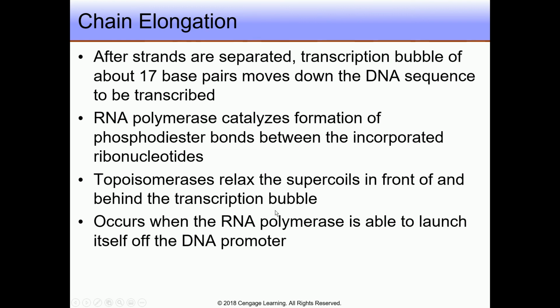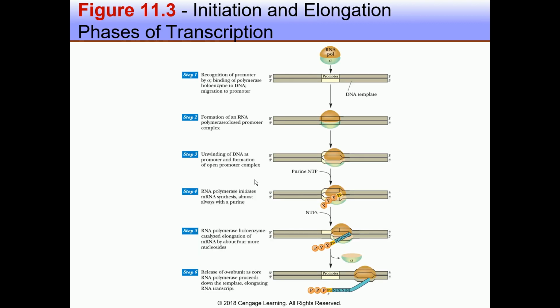And there is also the involvement of the enzyme called topoisomerase, which, as the DNA opens, there is a possibility that the DNA ahead can get very tightly supercoiled. So it's a function of this enzyme to relax the DNA. And RNA polymerase also catalyzes the formation of phosphodiester bonds between the incorporated ribonucleotides. So this is showing the initiation and the elongation.